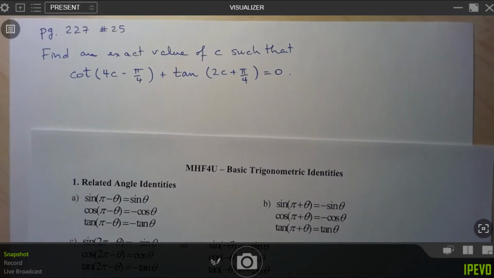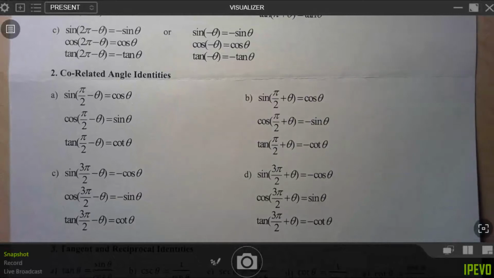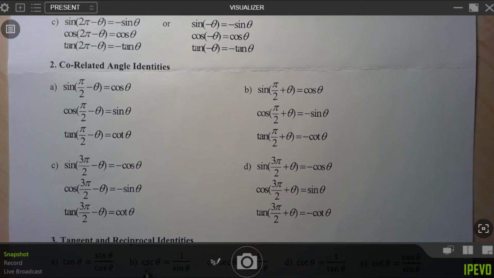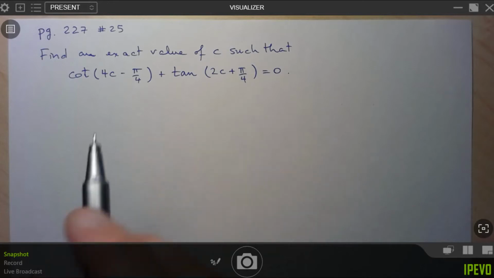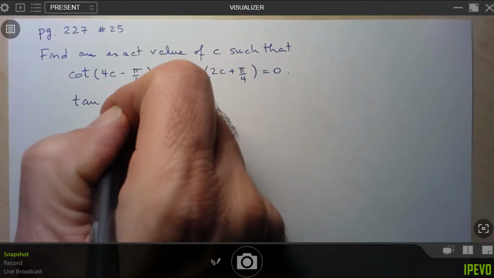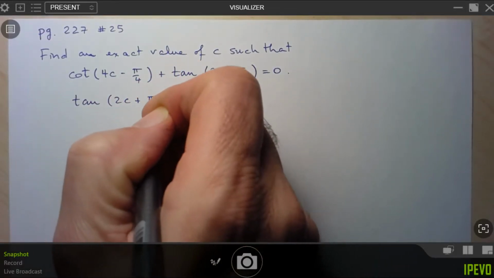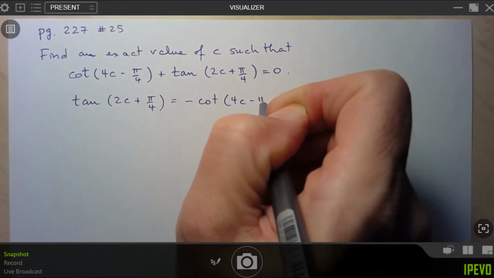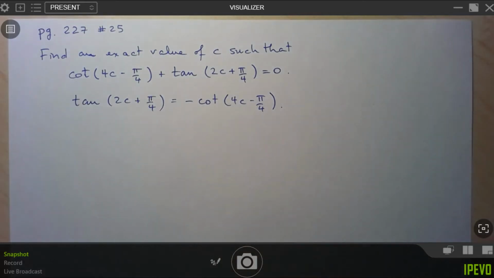Now, while I'm sure I could solve the equation either way, I might as well try to write it in such a way that it perfectly matches one of these identities. I notice here in all these examples, even the ones with the negatives, it's always the tangent value that's positive and the cotangent value that's negative. So I'm going to bring the cotangent value to the other side of the equation. That gives us tan of 2c plus pi over 4 equal to negative cotangent of 4c minus pi over 4. Now we have something much more familiar.